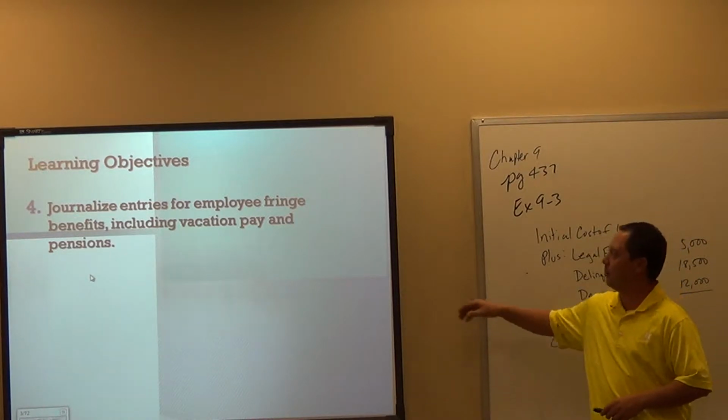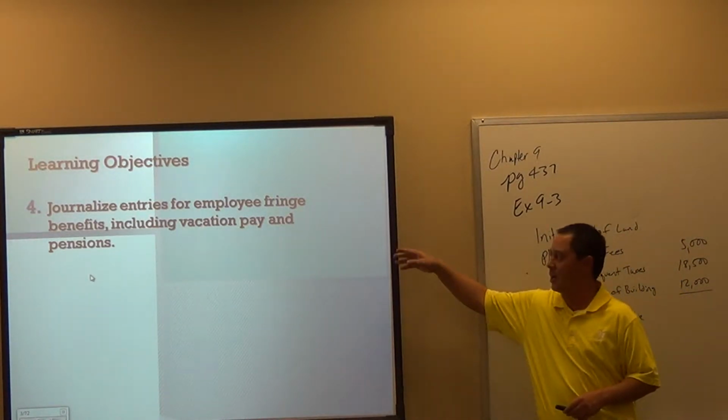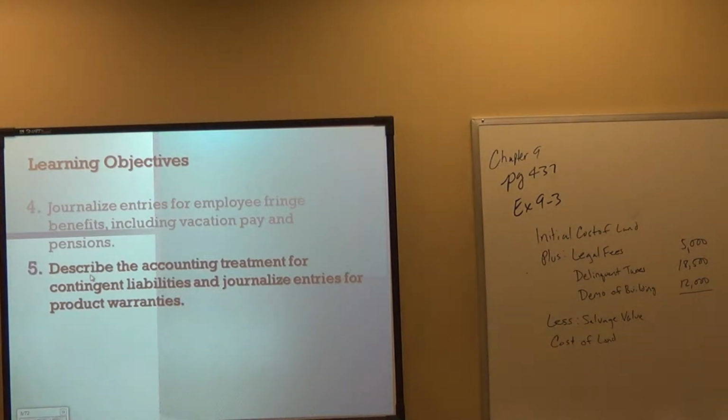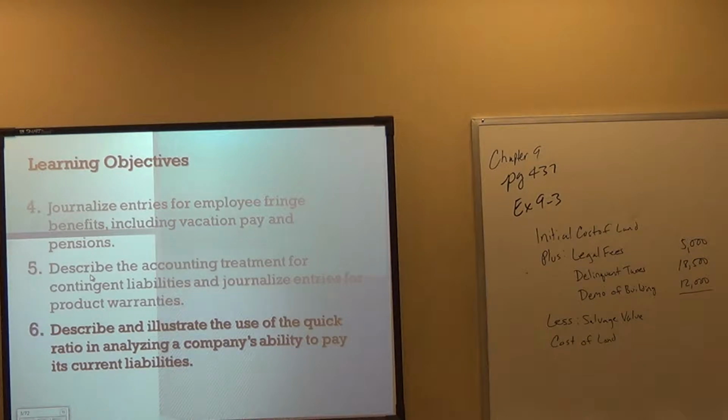Journalize the entries for employee fringe benefits, including vacation time and pensions, because we need to make sure we put that aside there. And then obviously the pensions. So as you move on further in accounting, you do a lot more. So we'll talk about pensions. I'm going to describe the accounting treatment for contingent liabilities. So for part employment, warranties, and those type of things. We're not going to go into a lot of details on that. You do that in other aspects of accounting. We'll go a little deeper into it. We'll just kind of let you know what it's all about.